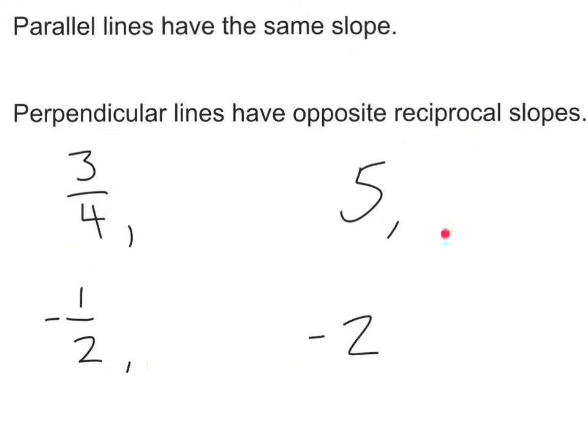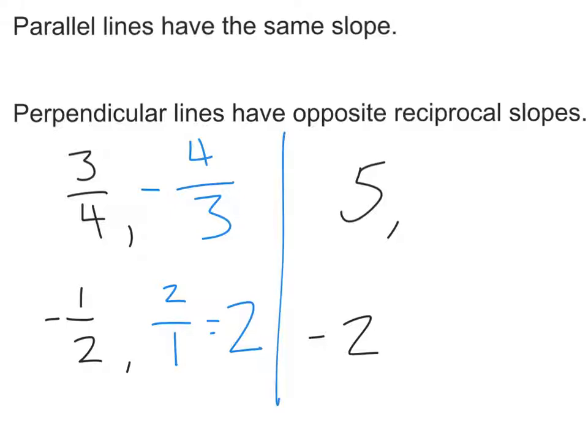So I have 4 numbers here, and I'm going to show you really quickly how to find the opposite reciprocal of each. So 3/4, what's the opposite reciprocal? Change the sign, so since it's positive, we'll make it negative, and flip the fraction, 4 over 3. Those are opposite reciprocals. What about negative 1/2? We'll change the sign, now it becomes positive, and flip the fraction, 2 over 1. That's the same thing as 2. So negative 1/2 and 2 are opposite reciprocals.